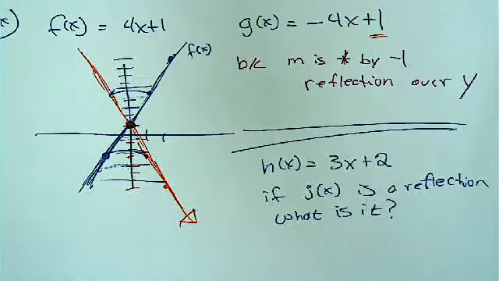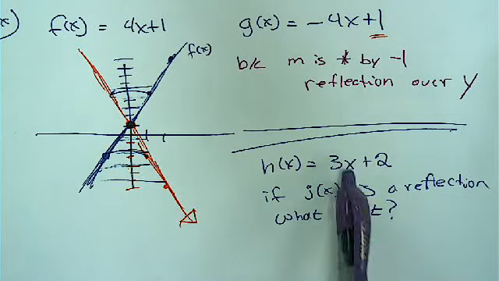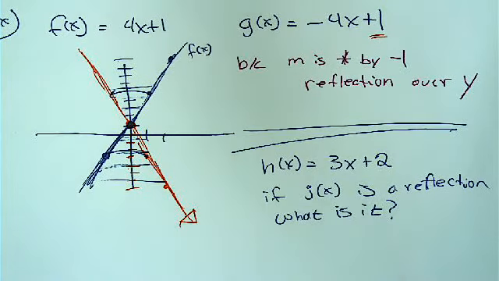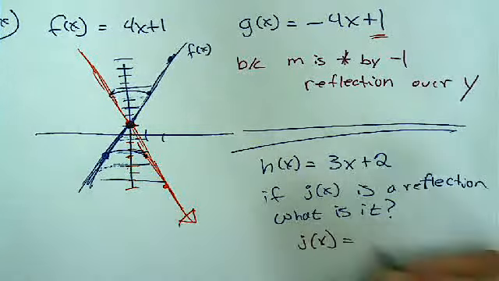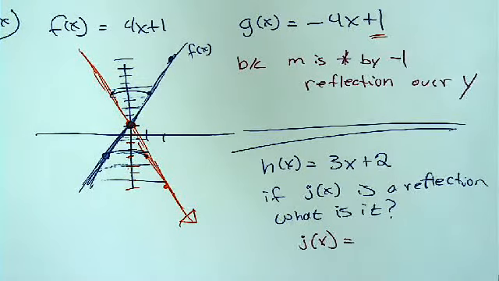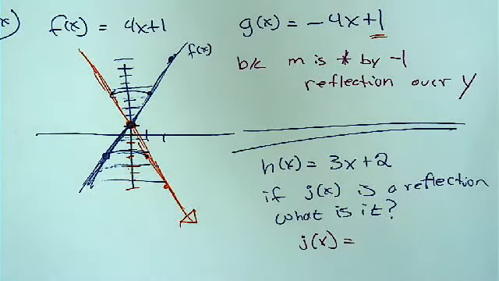Reflection. Right. So if that's h of x, and I tell you that the new function j is going to be a reflection, how would I write that? How do I change this to create a reflection out of it?